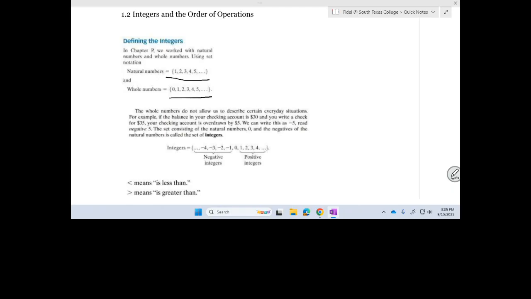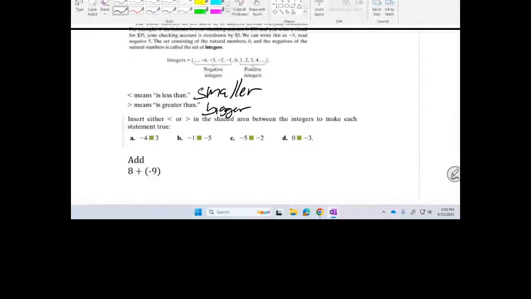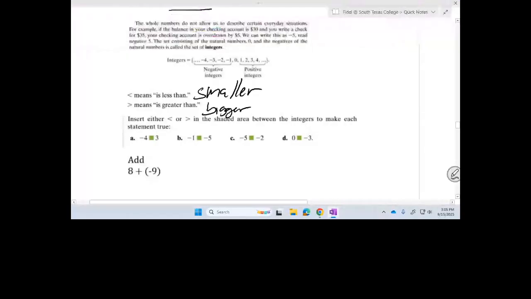Okay, so the next thing we're going to talk about, y'all, is how do we know when numbers are smaller or bigger? Okay, so less than is the same thing as smaller, and greater than is the same thing as bigger. Y'all, numbers that are further to the left on the number line are smaller.